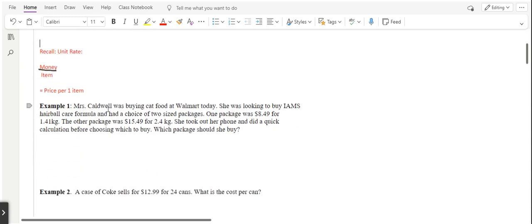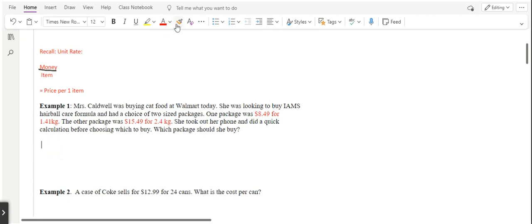So suppose we have Mrs. Caldwell and they're looking to buy food at Walmart today. She was looking to buy IAMS Hairball Care formula and had a choice of two size packages. We have package 1 that is going to be $8.49 for 1.41 kg and $15.49 for 2.0 kg. So she took out her phone and did a quick calculation before choosing which to buy. Which package should she buy?